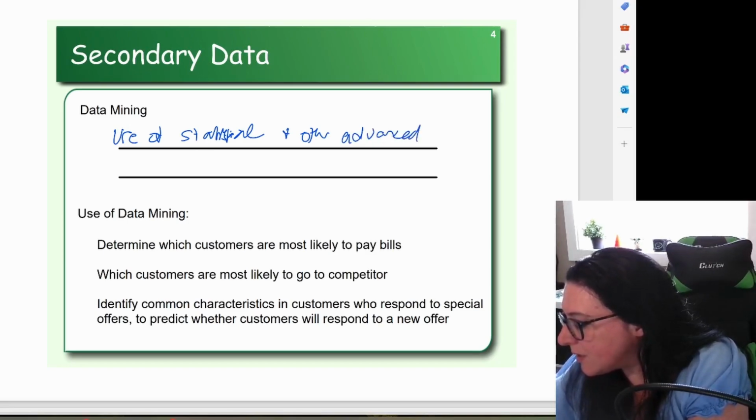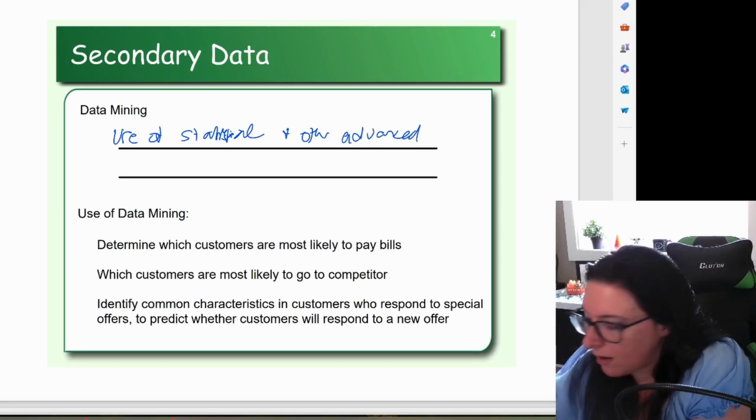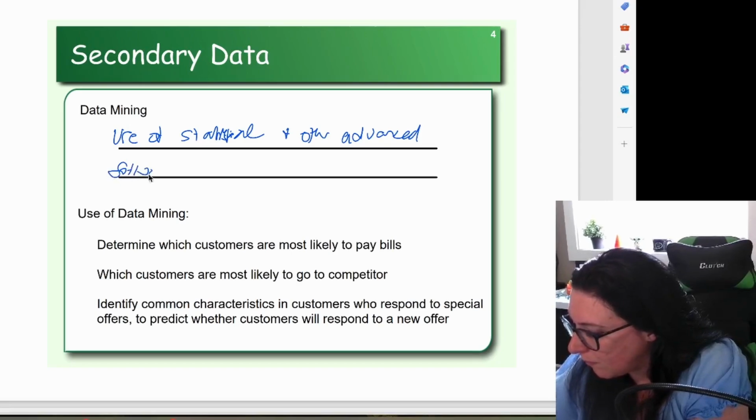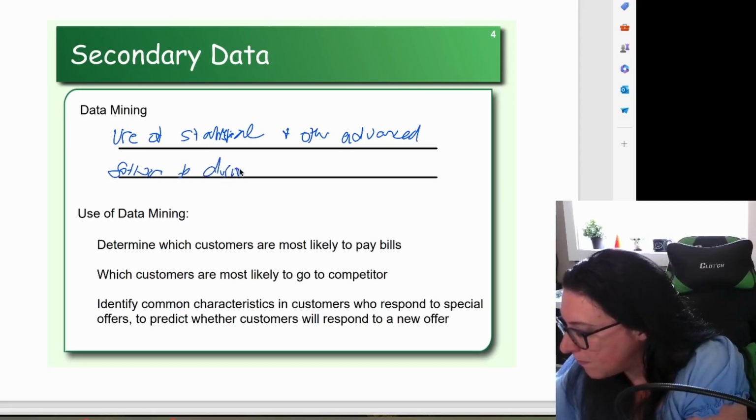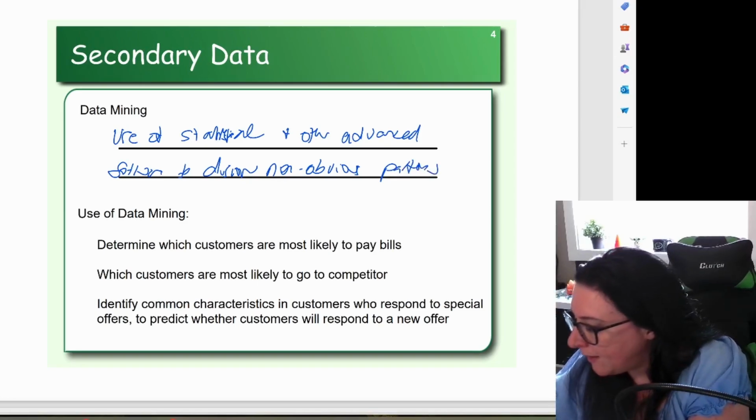Use of statistical and other advanced software to discover non-obvious patterns hidden in the data.